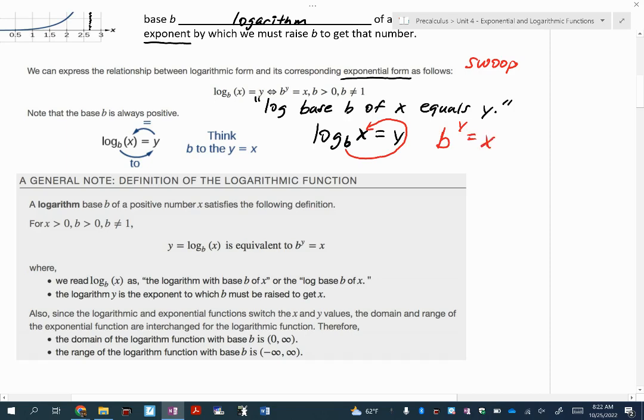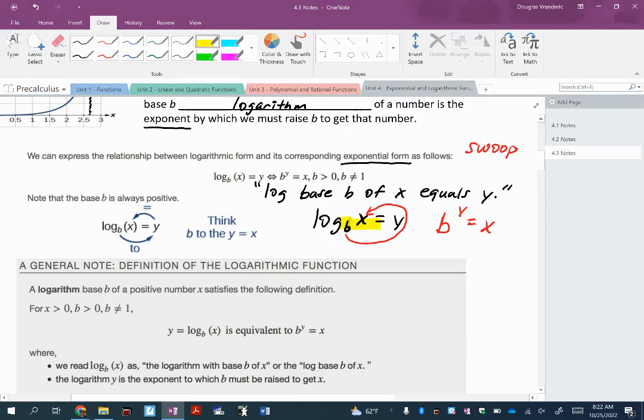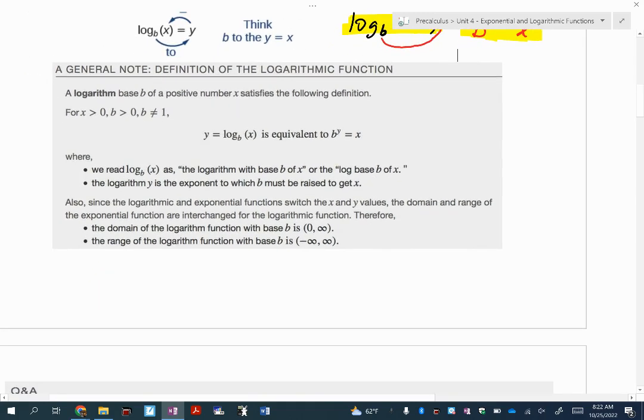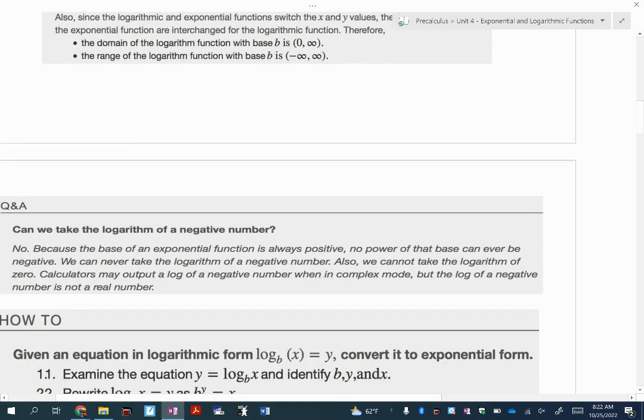These two right here mean the same thing. That's what gets students a little bit confused: what I just highlighted in yellow are the same thing, just in different forms. One is called logarithmic form, and the other is called exponential form. You'll get used to going back and forth between the two of those.